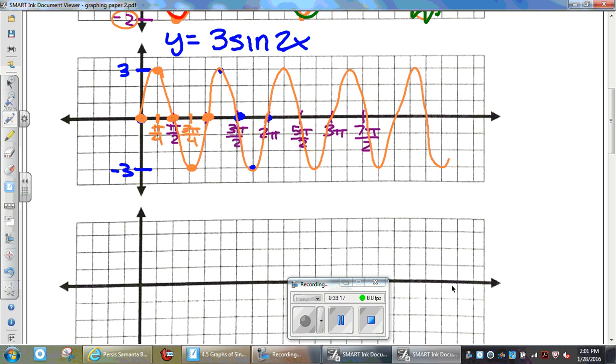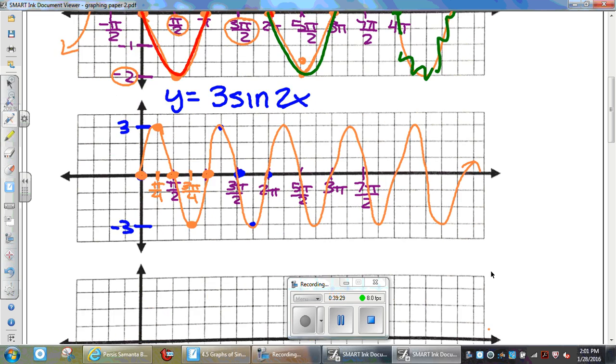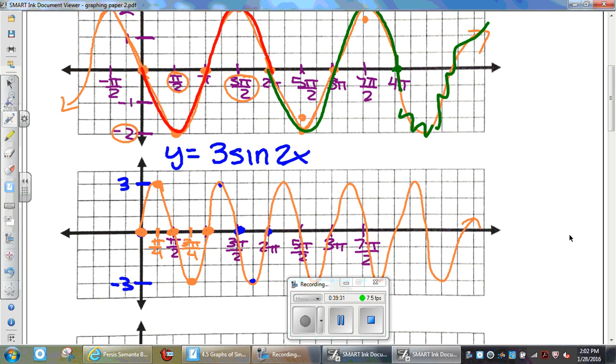I mean, it's not perfect, but close enough. What do you guys notice from that graph and the other two? It's more what? More compressed, right? Yeah, horizontally. So what happens is that here the period is pi. Here the period is 2 pi.